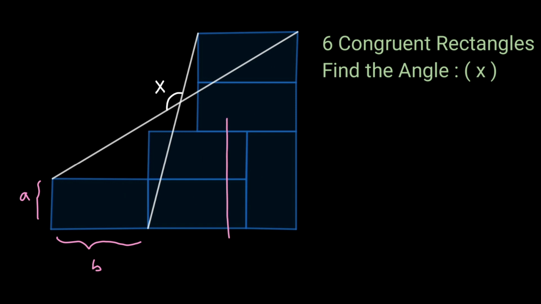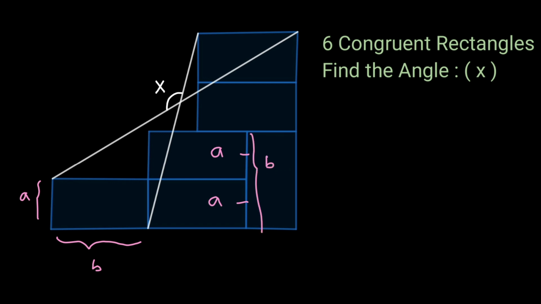Now concentrate on this particular part of the diagram. Look carefully. According to this rectangle, this side is the breadth, hence it would have a length a. According to this other rectangle, this side is also the breadth, hence it would have a length a. Now look at this particular rectangle. According to it, this complete side is the length of the rectangle, hence it would have a length b.